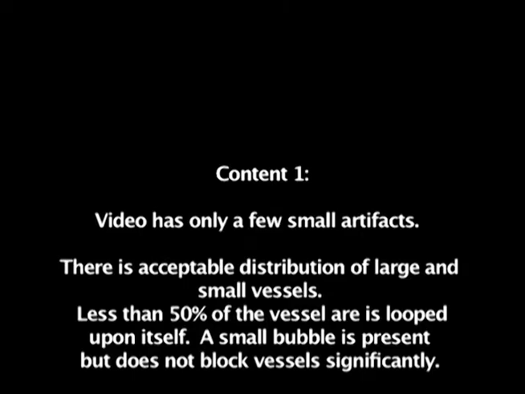For a video to get a content score of 1, there should only be a few small artifacts. Also, less than 50% of the vessel area should be looped upon itself. If a small bubble is present, it should not block vessels significantly. Here are some examples of acceptable content. These videos would all get a score of 1 for content.